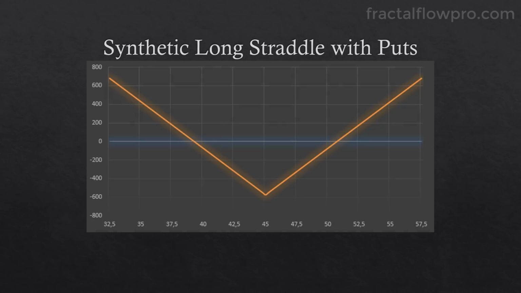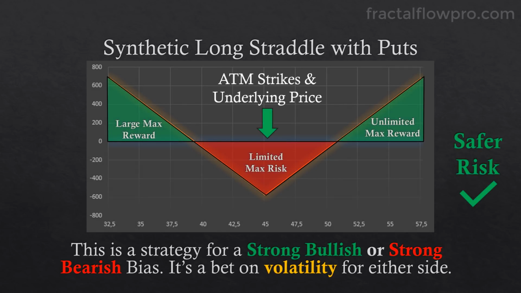The synthetic long straddle is a strategy that profits from volatility, so the trader wants the underlying to move away from the at-the-money strike as much as possible for either side of the market. In terms of risk, the synthetic long straddle provides a limited risk and an infinite potential reward, so it's considered to be a safer strategy.